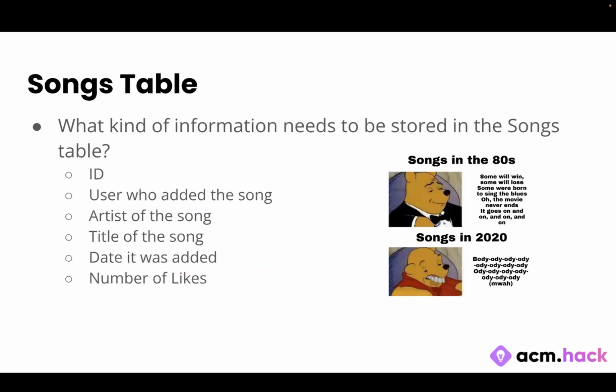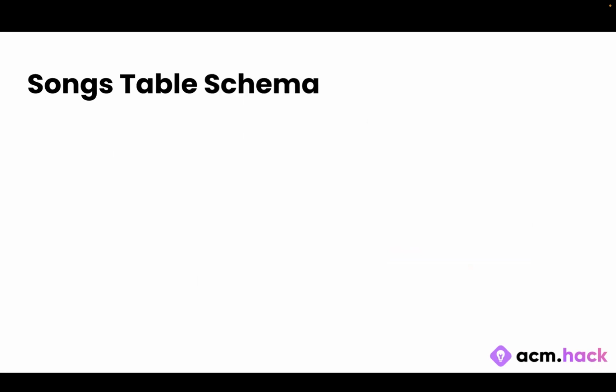Next, songs table. So what kind of information needs to be stored in the songs? Well, again, we're going to have a song ID, and that is going to be our serial primary key for each one of our songs. And then we have the user who added the song, the artist of the song, the title of the song, and the date it was added, and then also the number of likes per song. So more formally, what does that look like as a schema?